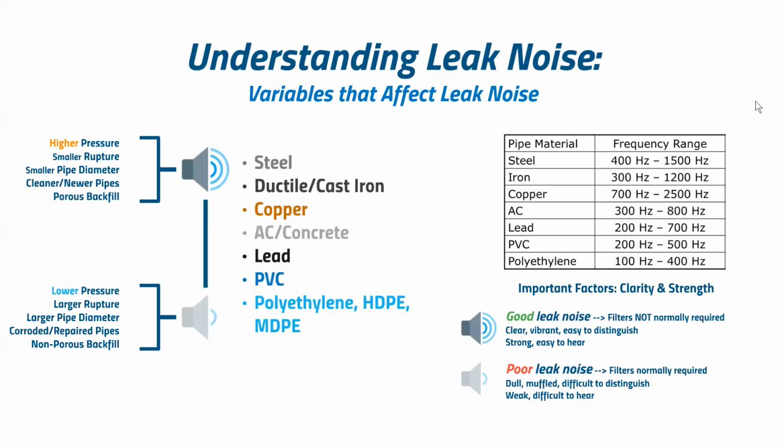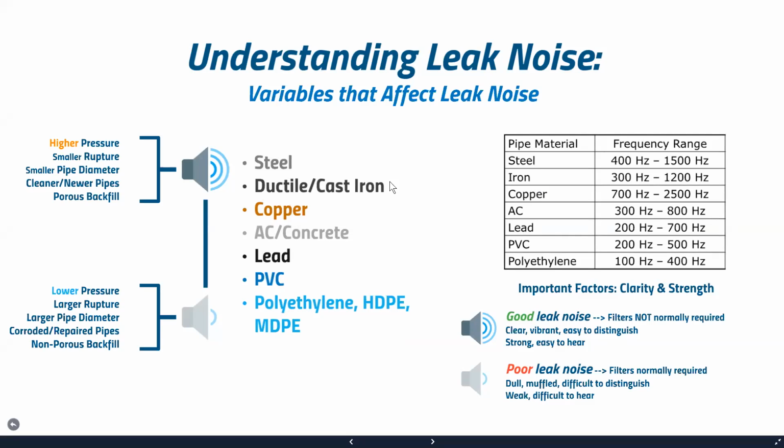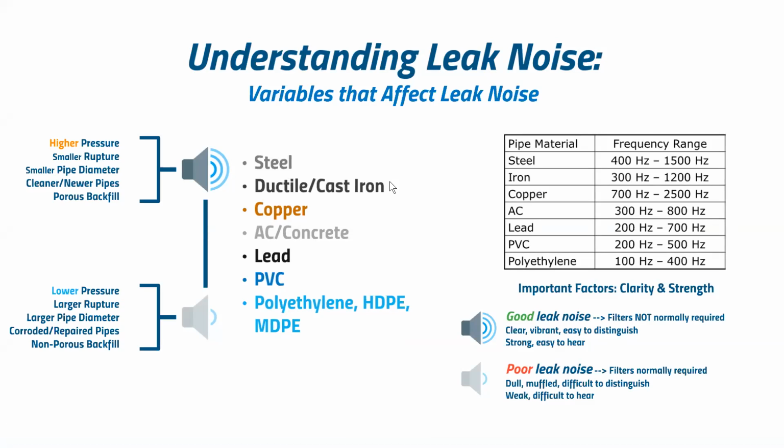The material of pipe impacts the quality of the sound. As you can see, steel, ductile iron, copper, cast iron, they allow the propagation of sound to travel much better than your softer material pipes, such as lead, PVC, HDPE. Those more brittle steel and ductile iron and cast iron pipes allow that sound to travel much more freely and travel a greater distance through the pipe network. Also, the higher the pressure, the better sound that the leak is going to create.